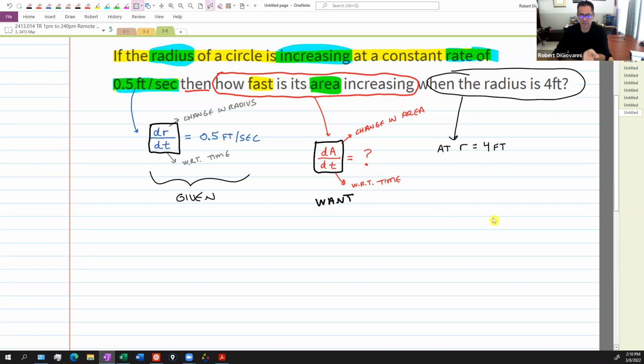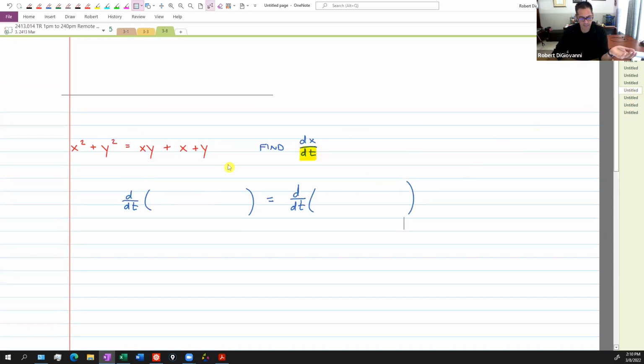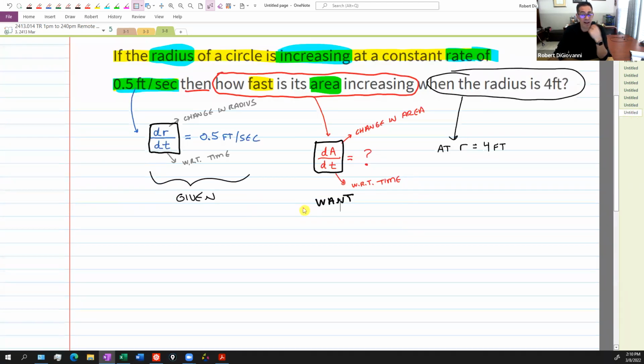Just like we were doing in these problems, the only way we ever get a 1 is if this variable is the same as one of these variables. So we're going to be clever here. Can we find any equation that has to do with a circle that would connect the radius of the circle to its area?